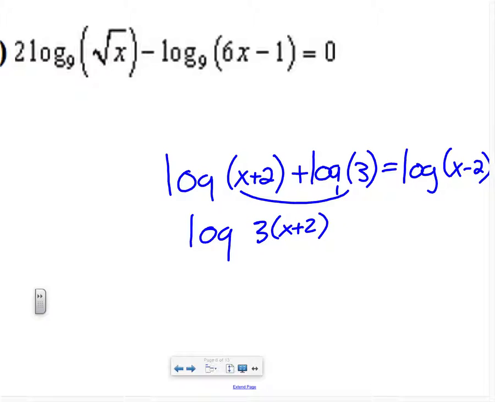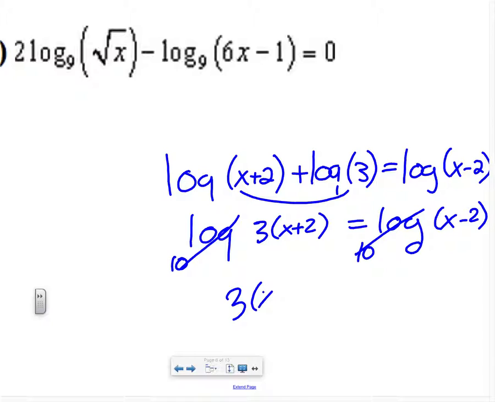Is that all right? Yes. This equals the log of x minus 2. Now I'm in a situation where I have a log on each side, so it effectively cancels itself out, because you can take 10 to both sides and they're gone. That is why it cancels out, so you can ignore it. So I have 3 times x plus 2 equals x minus 2.